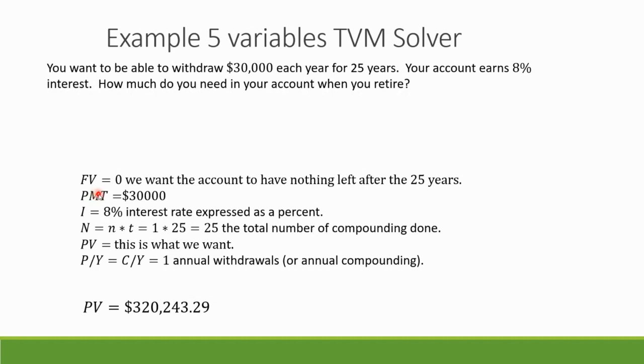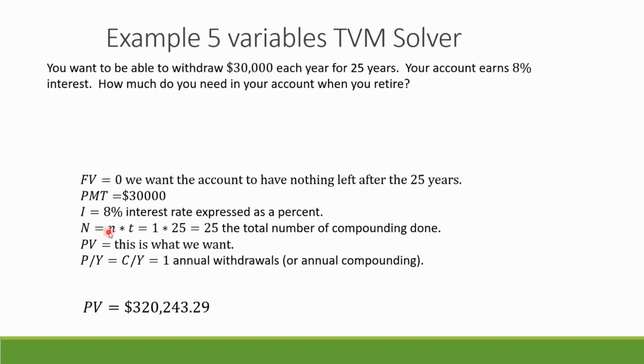PMT, again, that's regular deposits or withdrawals. So it's $30,000. Notice this is actually positive because the money we're taking out, it's coming to us directly. So that's why it's positive. Capital I, as we know, is 8%, but you don't change it to a decimal.